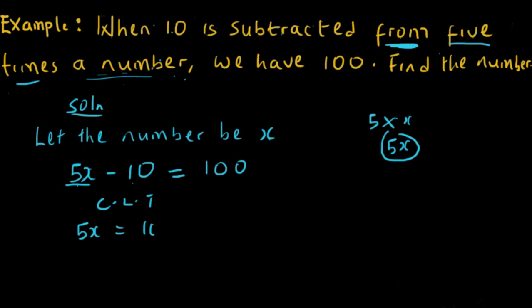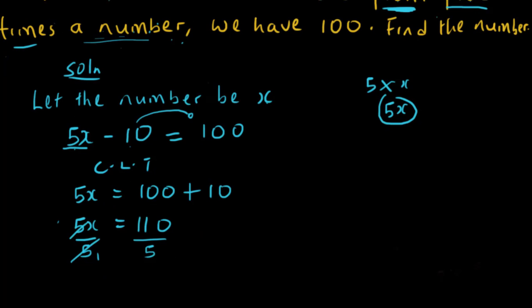So can we collect like terms? 5x equals to 100. When minus 10 crosses the equal to sign, it becomes plus 10. So we have 5x equals to 100 plus 10 is 110. To find x, we divide both sides by 5. 5 here 1, 5 here 1. We are left with x equals to 5 here 1. 5 in 11 is 2, remainder 1. 5 in 10 is 2. So we have x equals to 22. Do you understand? I hope you do. Let's take a final example.